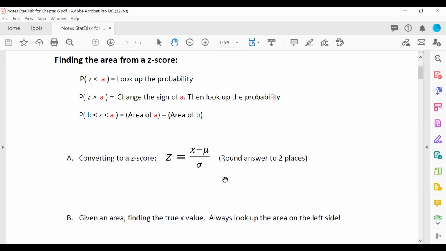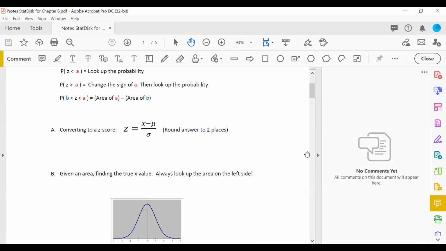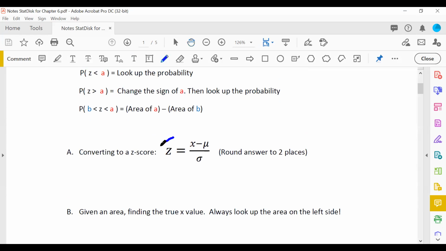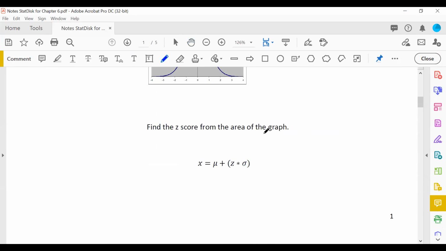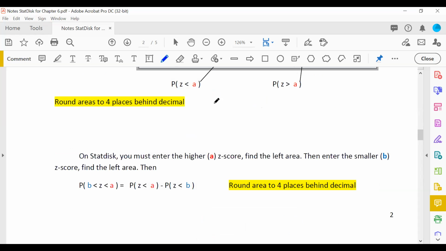Let me see if I can find it. That one. All right. And so what you're going to be using today is, of course, StatDisk, right? But mainly you're going to be using this formula. Okay, you'll be using that formula, and you'll be using this new formula. We're going to be using those two formulas today. And we're also going to be using our infamous probability less than, the greater than, and the in between.